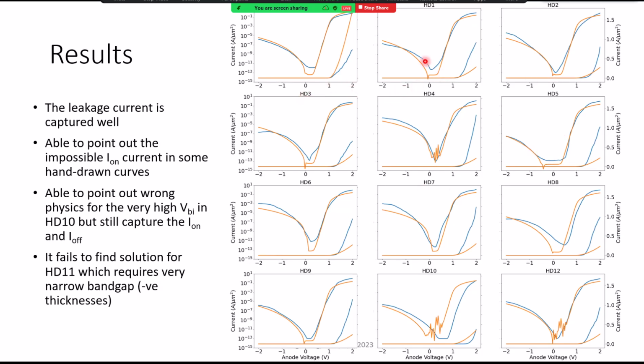The blue ones are the hand-drawn curves, and the orange ones are the designs predicted by the machine, which we then simulate in TCAD. You see, it can capture the leakage level very well. It also tries to fit the on current as much as possible. However, it clearly tells us that some of the curves are not reasonable for the given system, silicon. Most of them are too high, right?